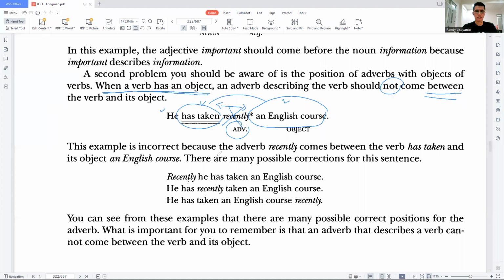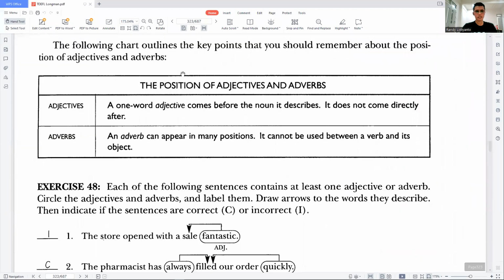Once again, if the verb has an object, you cannot write down the adverb between the verb and the object. So where can we write down the adverb? First, you can use this way, beginning, and here before the verb, and also at the end of the sentence. So three ways, but we cannot write it between the verb and the object. Yep, I think that's it for the third skill. So adjectives come before the noun they describe, and do not come directly after. An adverb can appear in many positions, but it cannot be used between a verb and its object.